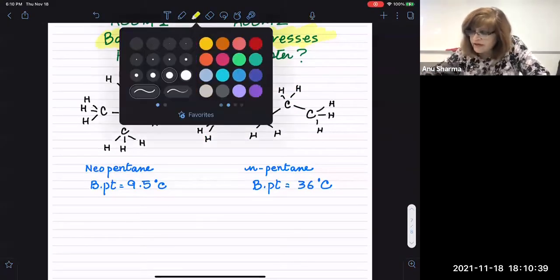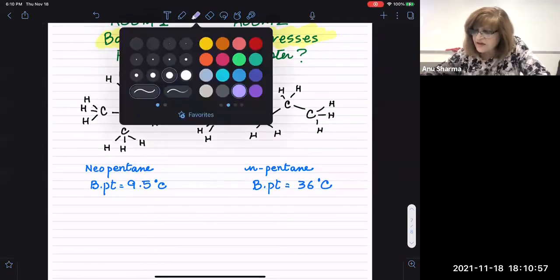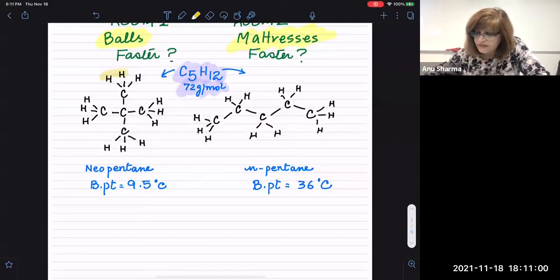The molecular weight, or the molar mass, is the same for both. They are made up of 5 carbons and 12 hydrogens, C5H12, and their molecular weight is 72 grams per mole. So the molecular weight is the same. The only thing that is changing is the arrangement of the atoms.